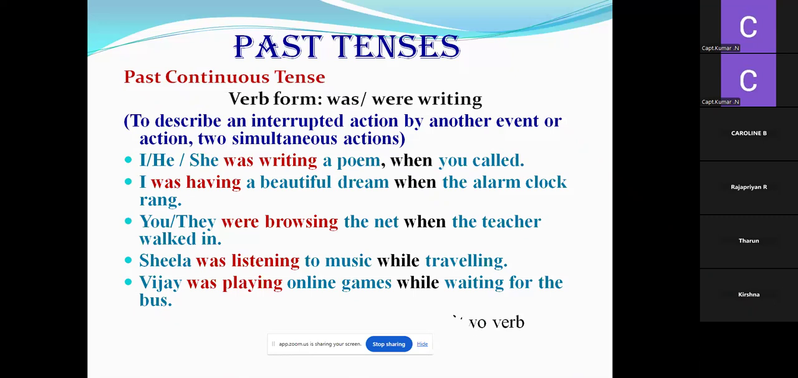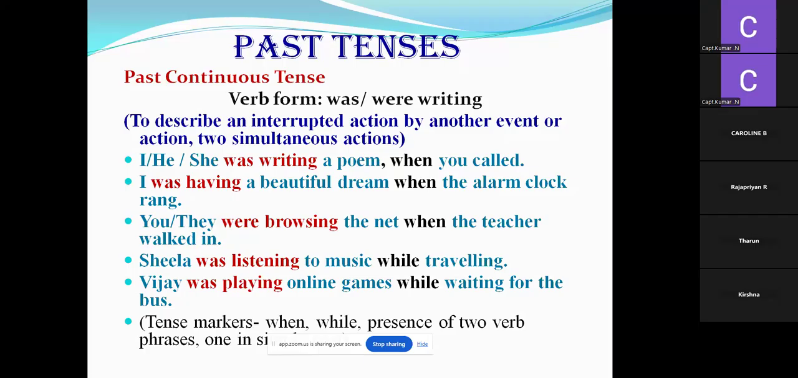Now let's see the tense markers for this. When and while. When is the tense marker for past continuous when an interrupted action is expressed. And while is used when two actions are going on simultaneously. So these two words are the tense markers for past continuous tense.